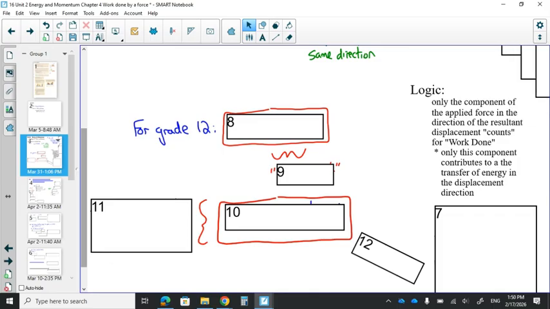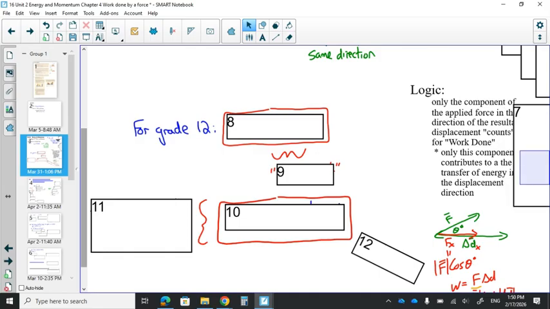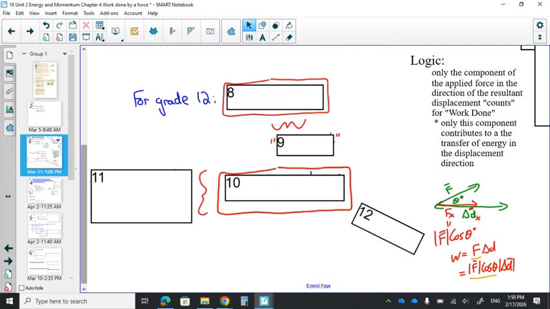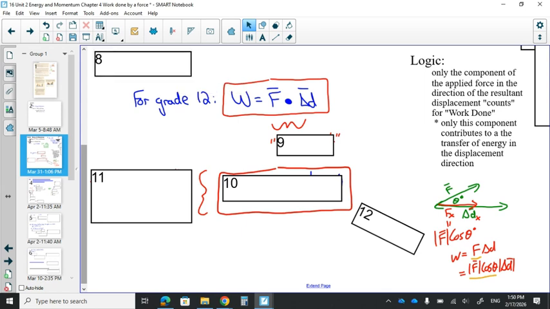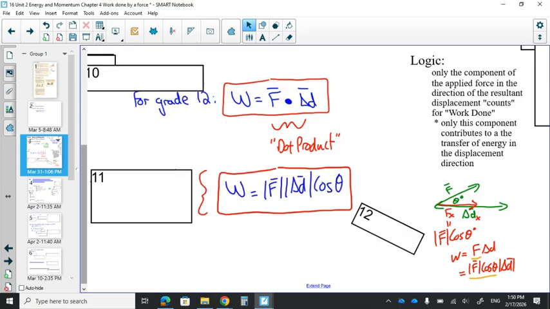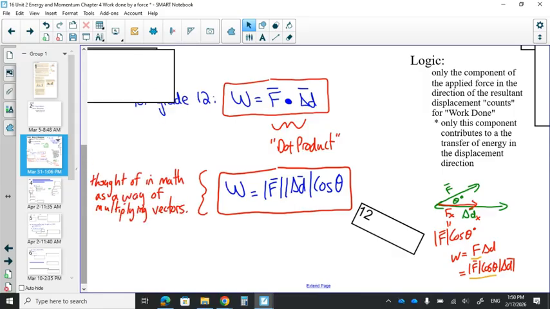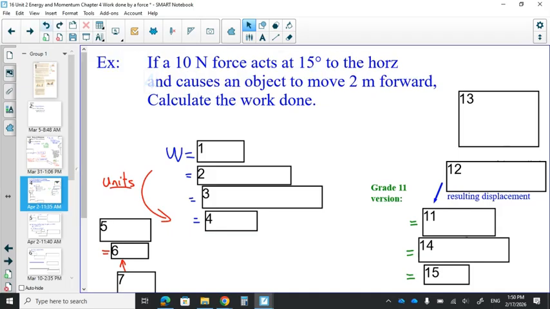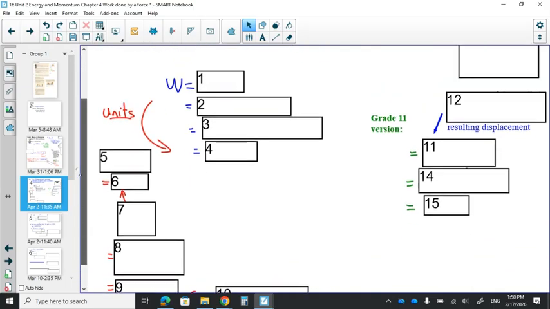Only the component of the force in the direction of motion counts or contributes to work done. Just like in grade 11, we do the component like this. For grade 12, we're going to get that same answer, but what we're going to do is say we have this special definition for multiplication of vectors, and it's called the dot product, and it's shown with a dot. The definition is like a mathematical definition. Math people in math class would think of it as a mathematical definition.